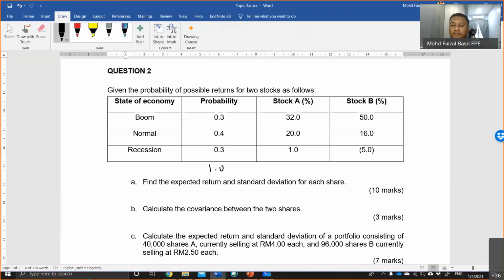Before we calculate the portfolio, as I said earlier, we need to calculate the individual stocks' risk and return. That's why the question starts off with find the expected returns and also the standard deviation for each share. So for stock A and stock B individually, not as a portfolio yet, as individual instruments. This is what we learned last week. To test our memory of last week's lesson, let's do this together.